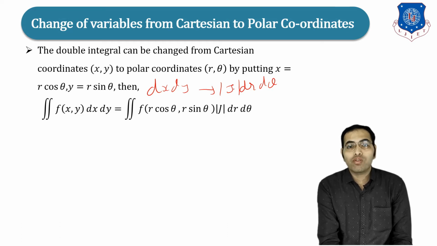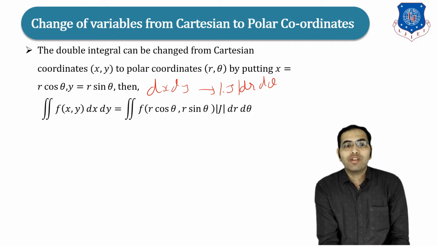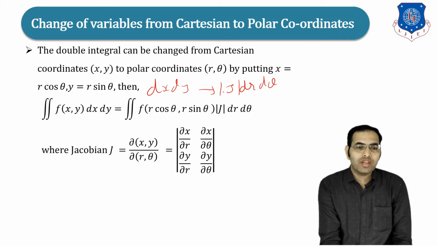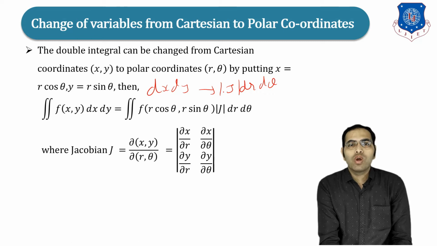Firstly we have to find the Jacobian. For that we have x equal to r cos theta and y equal to r sin theta, which is the relation between Cartesian and polar coordinates. Then we take the partial derivatives of x with respect to r and theta and of y with respect to r and theta, and substitute in the Jacobian, where Jacobian J equals del of x, y upon del of r, theta.